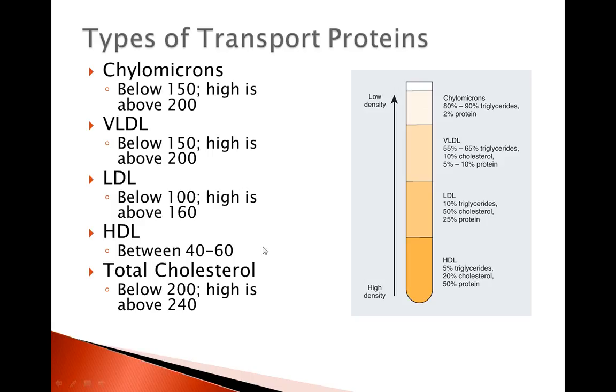VLDLs stand for very low density lipoproteins. Remember, we're talking about the carrier protein. They are made, or synthesized, in the liver, and they contain, as you can see right here in the picture, mostly triglycerides with some cholesterol. They transport the triglycerides from the liver to the adipose cells, to the fat cells. And their levels are the same as the chylomicrons.